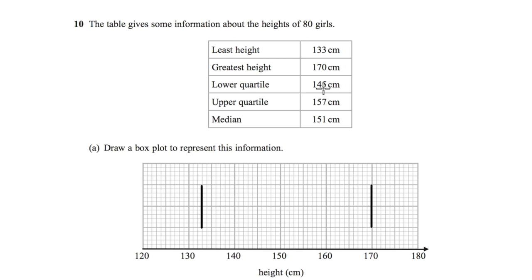The lower quartile is 145 centimeters, 145 is right here. The upper quartile is 157 centimeters, so this is 155, 156, 157. The median is 151 centimeters, so this is 150, 151 is here. I'm just going to complete my box plot. And that's your final answer.